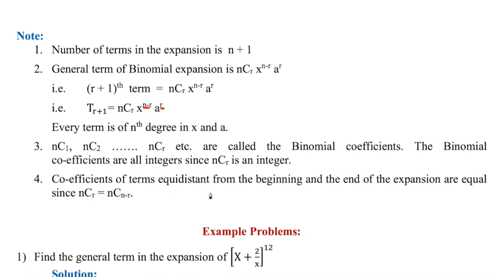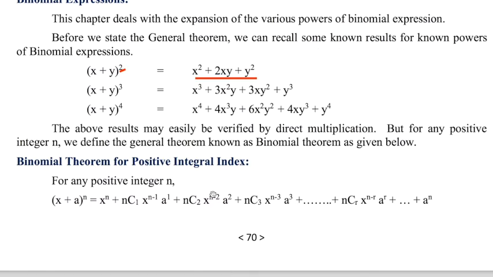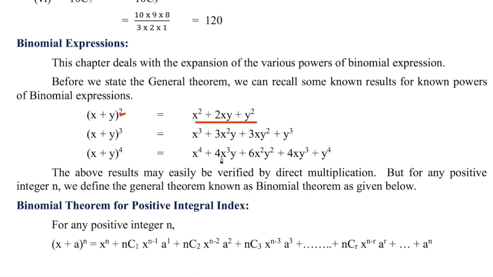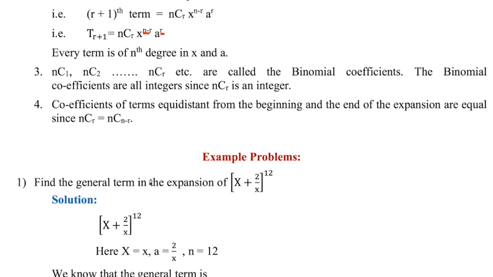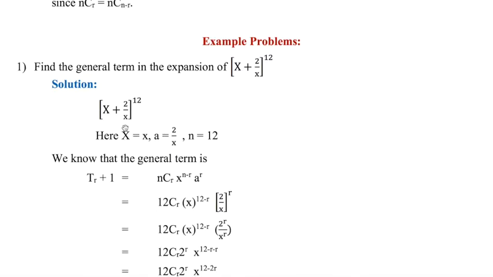Coefficients of the terms equidistant from the beginning and end of the expansion are equal, since nCr equals nC(n minus r). That you can see here. This is the second term from the first, this is the second term from the last. They are equal. Why? Because nCr equals nC(n minus r).